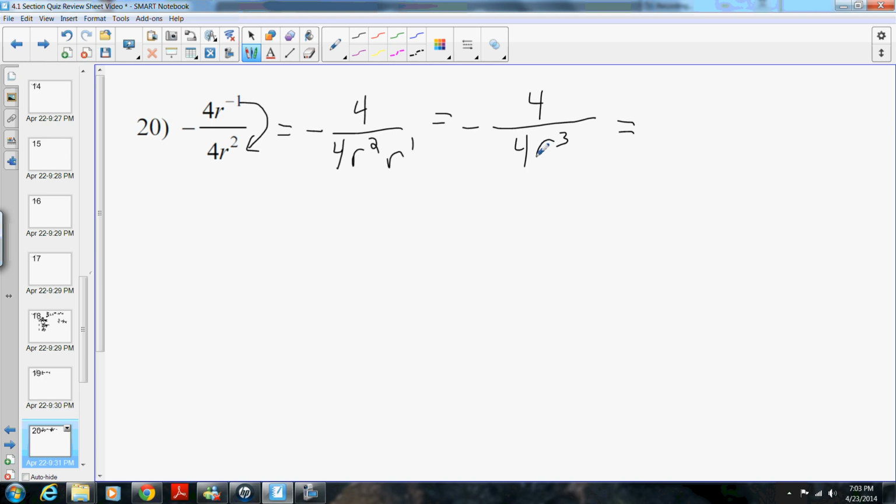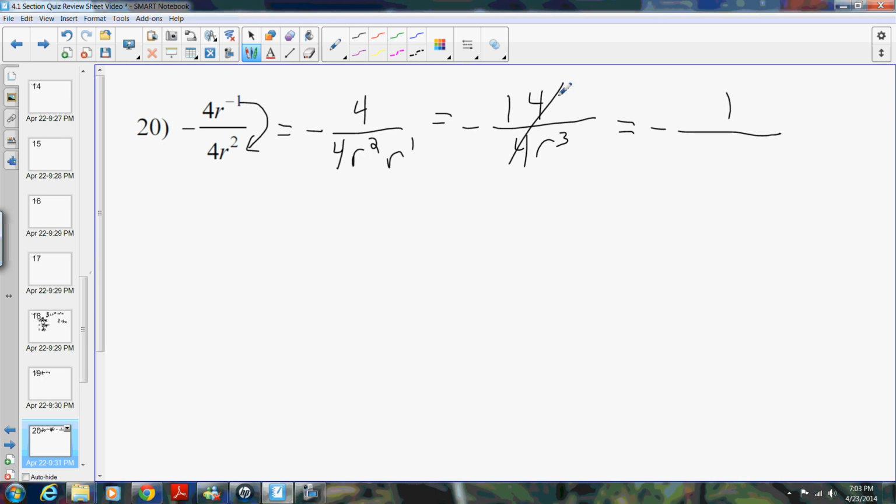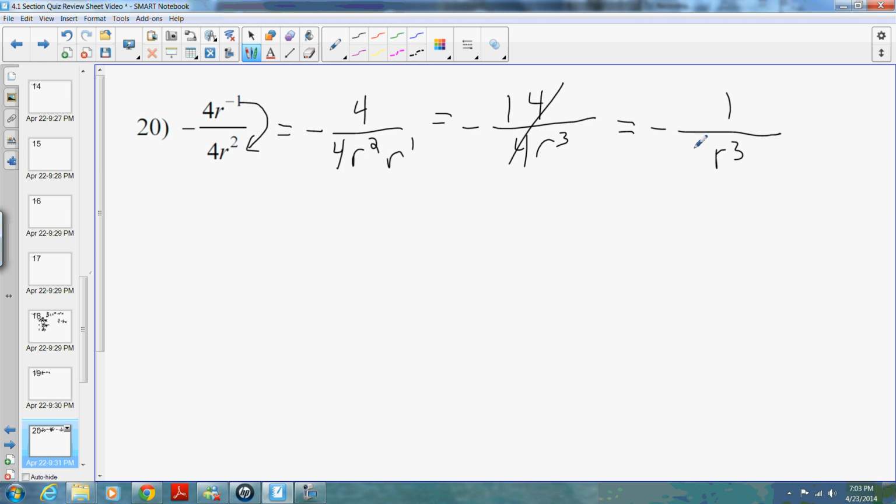Simplify the coefficient here. 4 over 4 simplifies, or divides, to 1. So I keep my negative, and because I haven't canceled out everything in the numerator, what remains is always going to be 1. So I should say negative 1 over r cubed for 20.